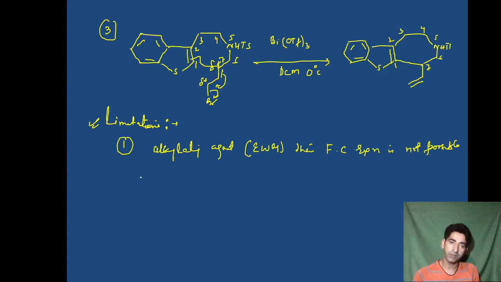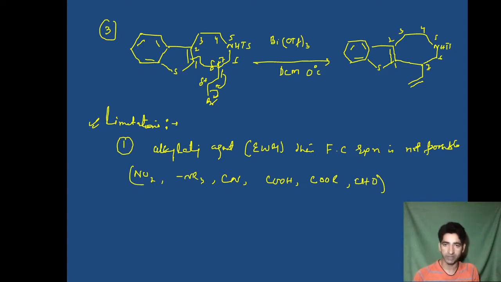For example, if the alkylating agent contains groups like NO2, NR3, CN, COOH, COR, or CHO, these are all electron withdrawing groups. If the alkylating agent contains these electron withdrawing groups, then the Friedel-Crafts reaction will not happen. Why? Because an electron withdrawing group destabilizes the formation of the carbocation. So this is one important limitation.